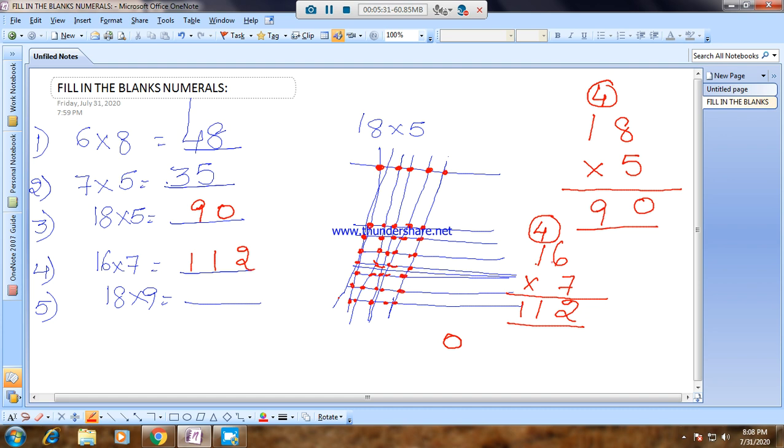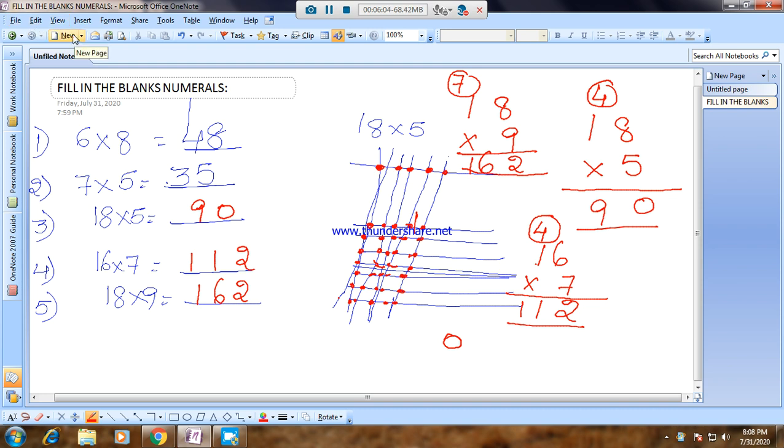Now 18 9s are: 9 8s are 72, 2 down, 7 carry, 9 1s are 9 plus carry 7. 7 fingers open, 9 after 10, 11, 12, 13, 14, 15, 16. So 18 9s are 162. Okay children, now we'll move on to the next fill in the blanks.